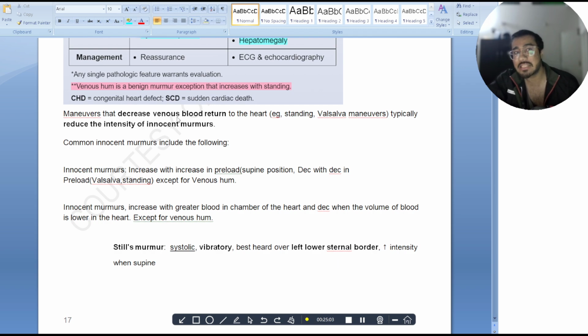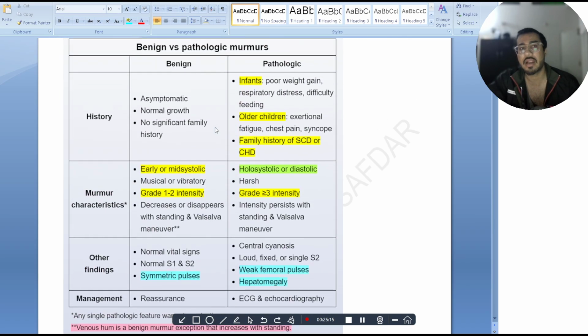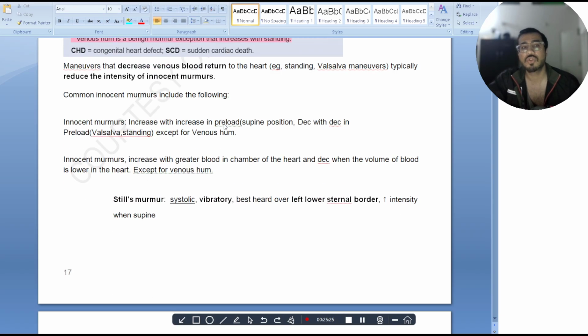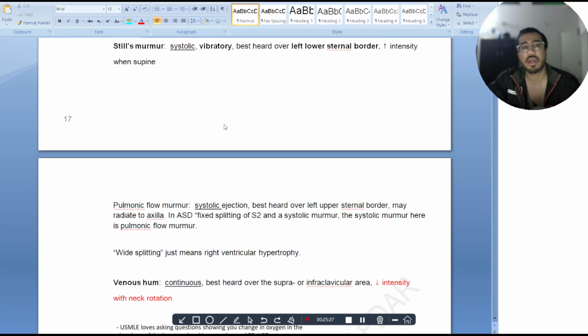Maneuvers that decrease venous blood return to the heart typically reduce the intensity of innocent murmurs. What are innocent murmurs? Innocent murmurs are murmurs that are not pathological. They are asymptomatic, there is normal growth in the child, and no significant family history. They are just murmurs. So the three important ones are, first, pulmonic flow murmur.